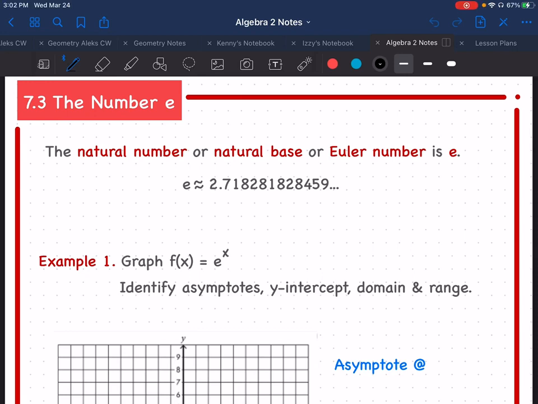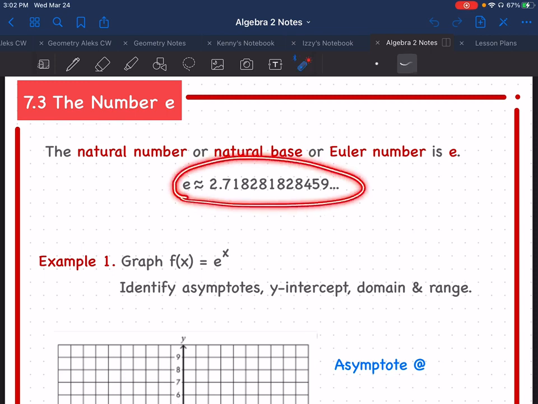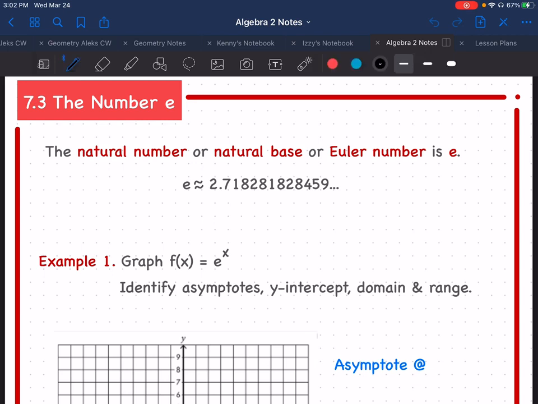Today's lesson is 7.3, the number e. The natural number, or the natural base, or Euler's number, is e. e is about this decimal right here, and notice it does continue forever, and there is really no pattern to e. e is helpful to us in compound interest. It helps us in our compounding interest formula.